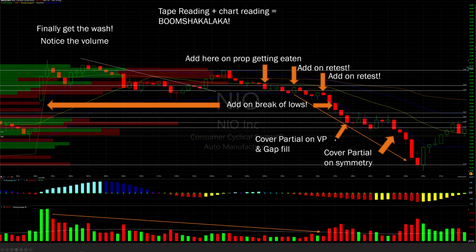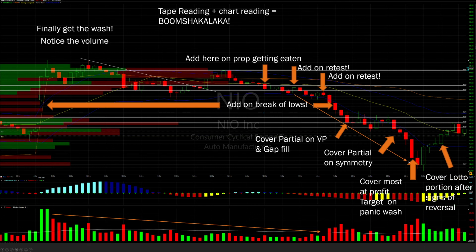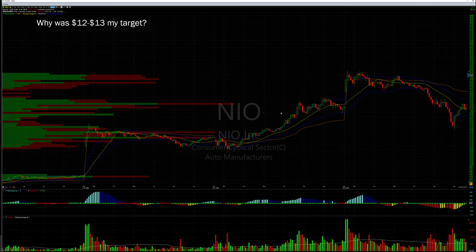And this was symmetry, something that Nate Bear talks about a lot. So I covered partial on symmetry, and I covered most of it as it washed, panic sell, increased volume. This is usually a time where obviously the buyers will step up because you've taken the pain too much, you got to sell, and then you get out. And I covered my last piece back up here. Why was 12 and 13 my target on NEO? Can anybody tell me why 12 and 13 was my target?